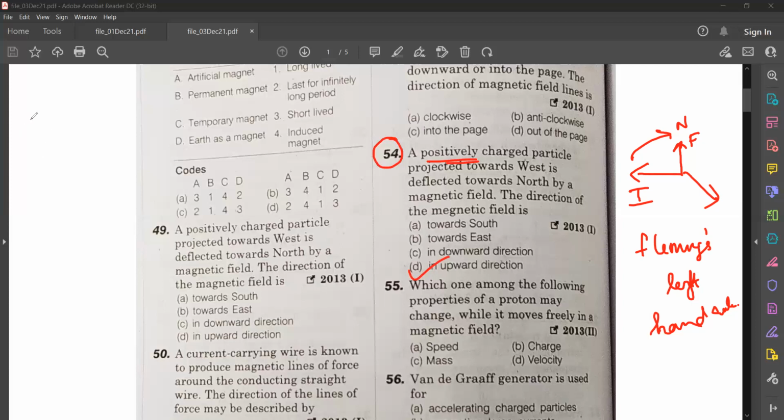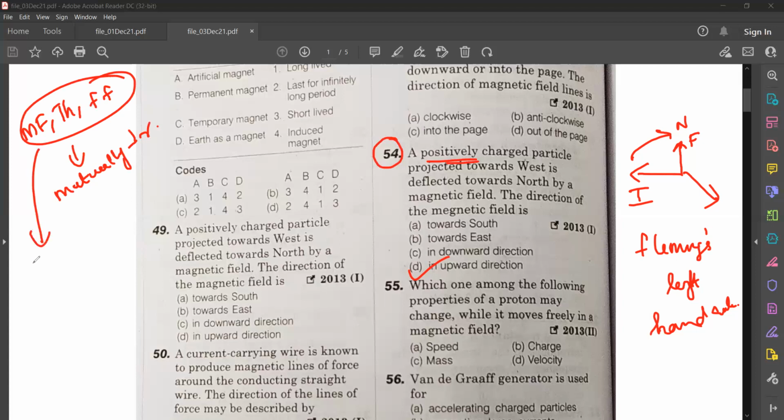Fleming's left hand rule says that take your left hand, hold the three fingers, that is middle finger, thumb, and forefinger, mutually perpendicular. Then the middle finger shows the direction of current, thumb shows the direction of force, and the forefinger is the direction of magnetic field. Okay. Current, force, magnetic field. So on applying that, you'll get it in upward direction.